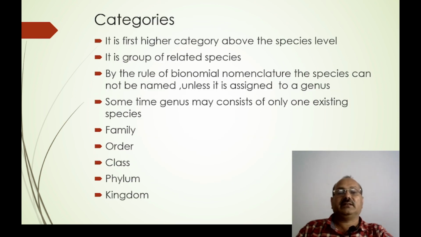Now next is the genus. It is the first higher category above the species level. It is a group of related species. By the rule of biological nomenclature, a species cannot be named unless it is assigned to a genus. Sometimes a genus may consist of only one existing species. Then family, order, class, phylum, kingdom. These are the hierarchical classification.